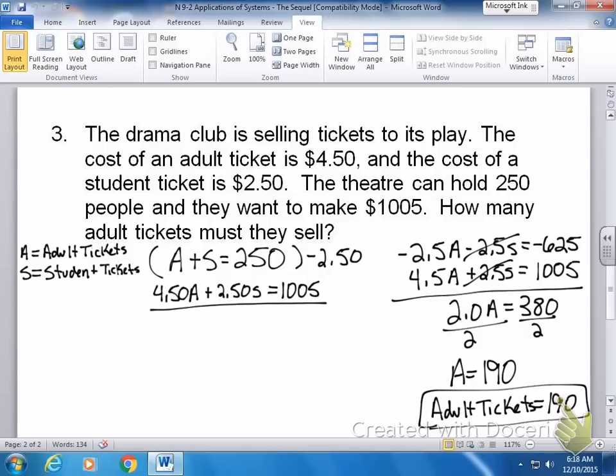So hopefully that one's, I mean, you can see it's very similar to number 3. That's going to be very similar to some of your homework, so look back at this one if you're having trouble with the equations. All right, let's go to the last one real quick.